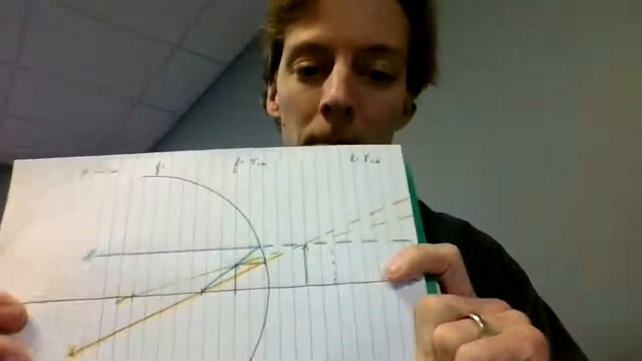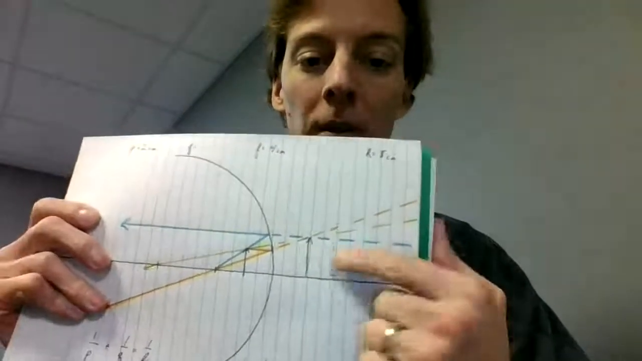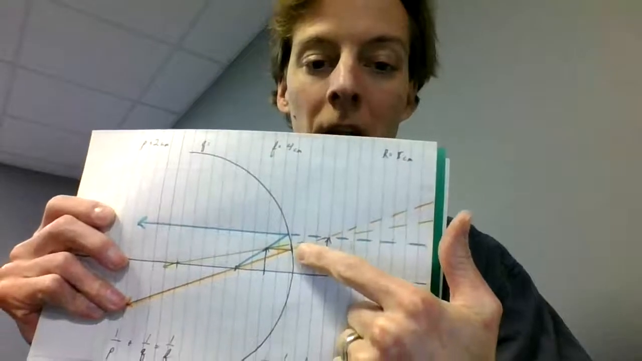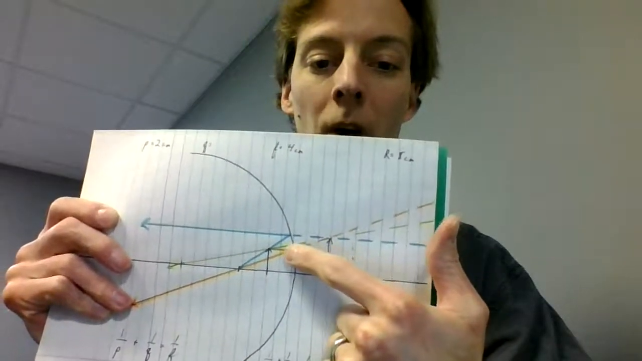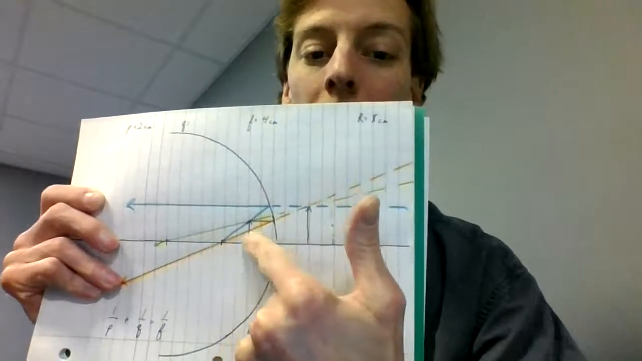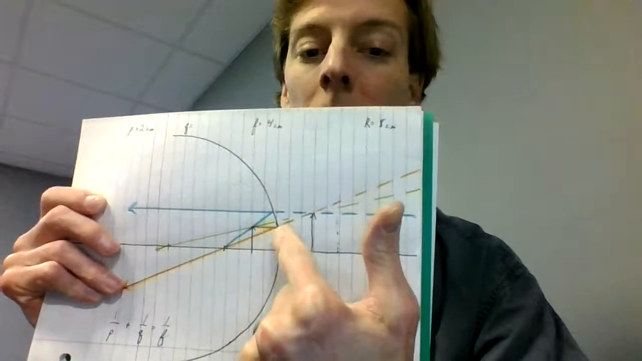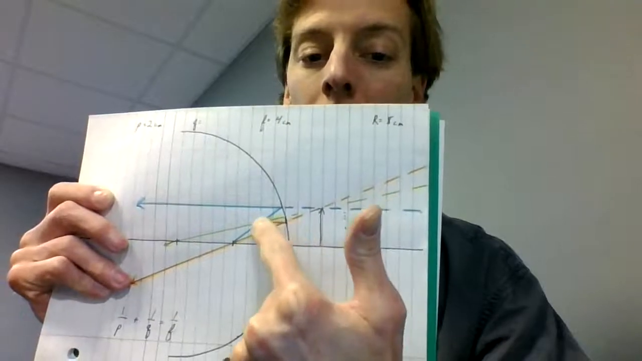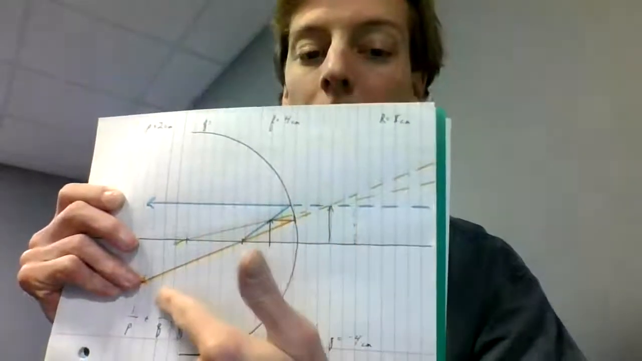Let's find out. First line, orange line. Parallel goes in. Parallel light then reflects off the focus. Down. Right there. Reflects off the focus.